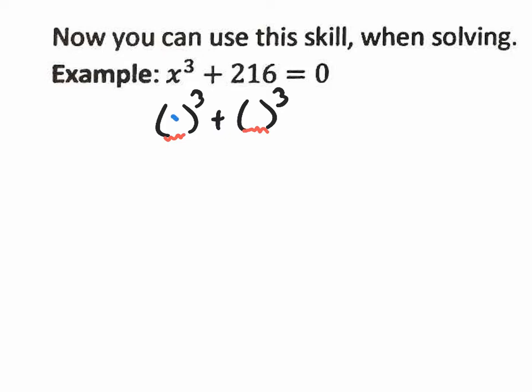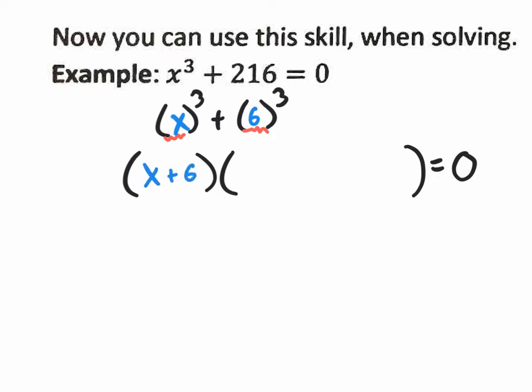So the first one's obviously x. The second one's what? 6. If you go 6 times 6 is 36, and 36 times 6, it is 216. So now that we know the a and the b, we could set up the binomial times the trinomial equals 0. The binomial is going to be what? It's simply the same binomial without the cubes. So what am I going to write right here without the cubes? 6.